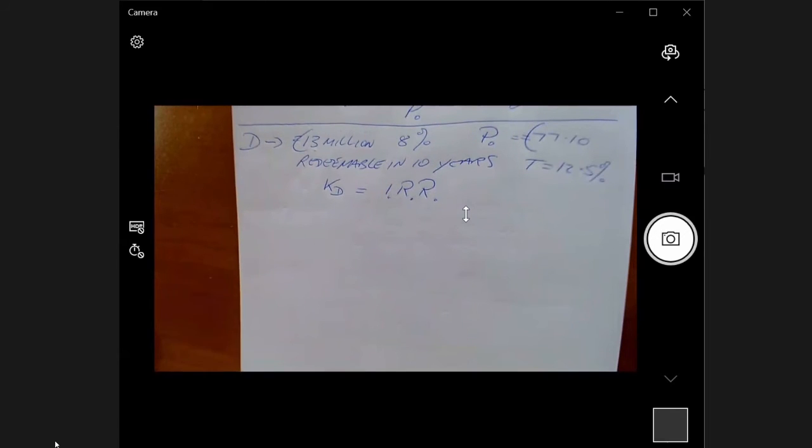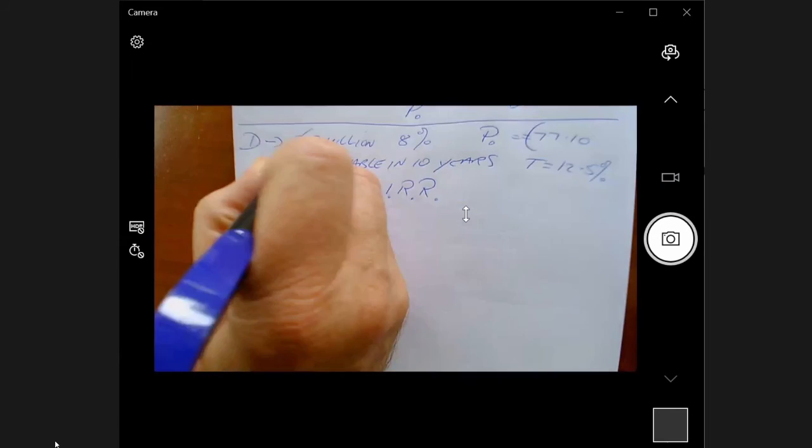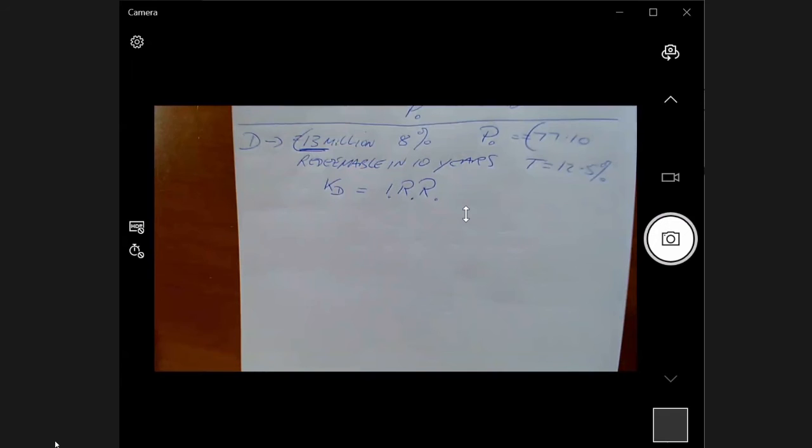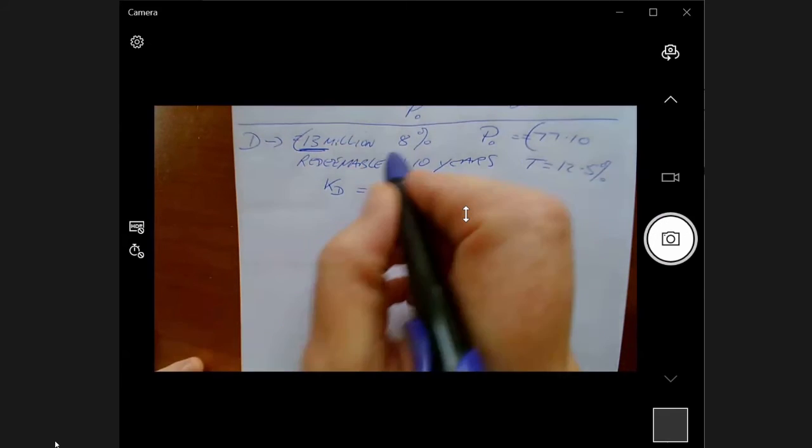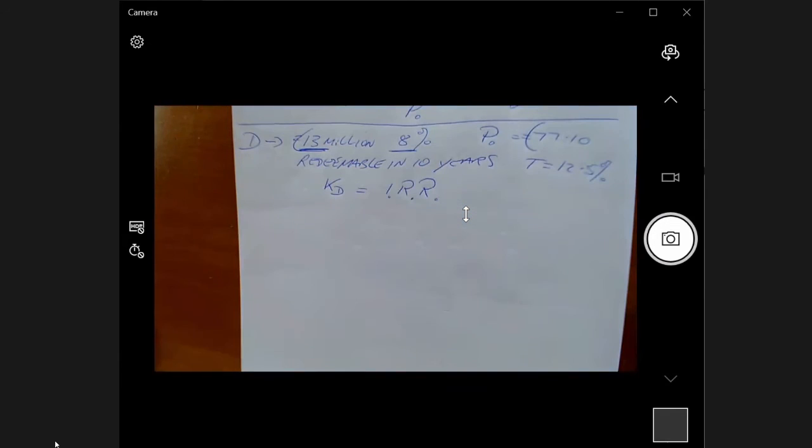But the debenture, what do we know? It's like 13 million borrowed. That's kind of important later on. But what we do, like we do with the ordinary shares, we focus on the cost of one of them, and then we use the market valuation to reflect them all.